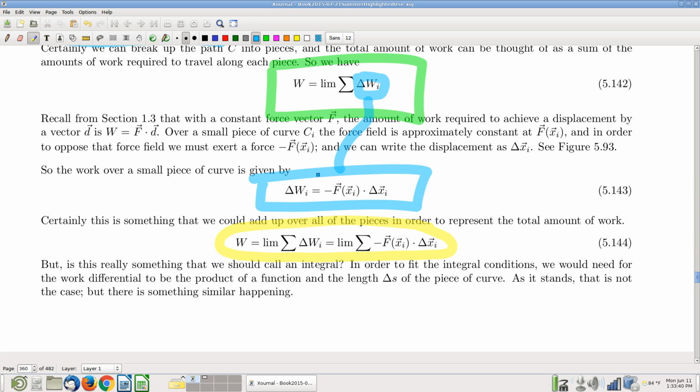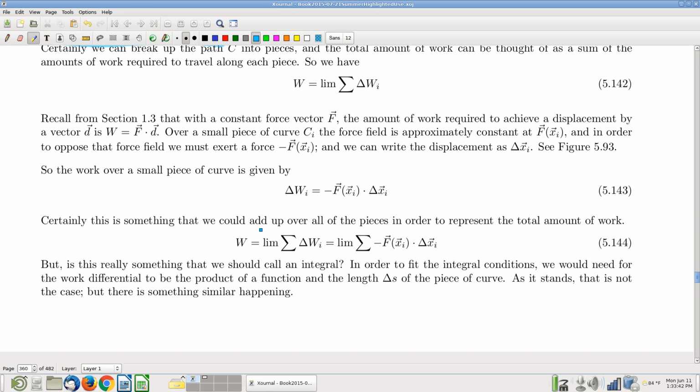Right? And combining these together, we're adding up all the little pieces of work. Work is force dot displacement. Don't forget the minus sign. Right, the little minus sign in there is an observation of the fact that I'm being opposed. And I have to apply a force that opposes the force that's being applied to me.